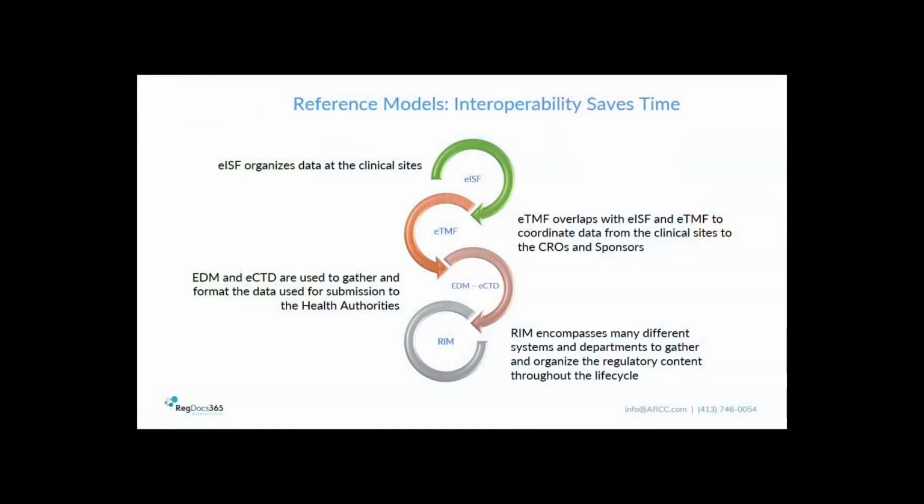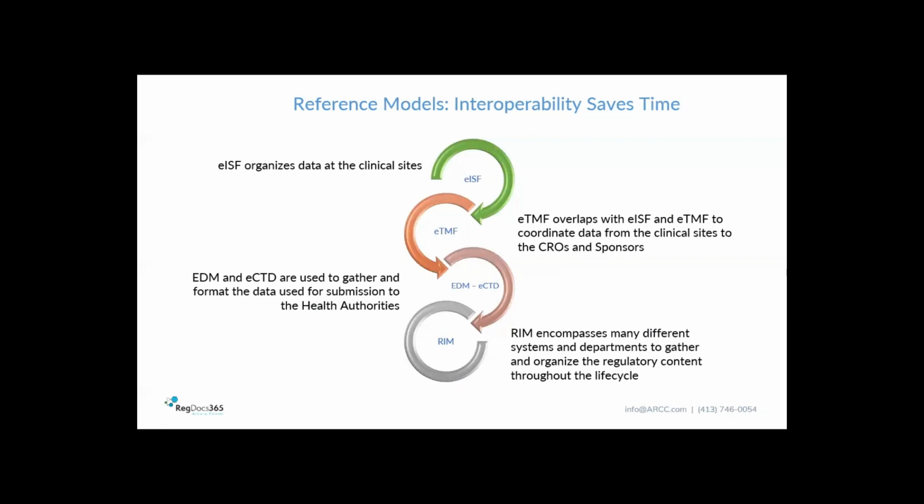Some of the different reference models that you'll see along the continuum, a lot of it starts out with the EISF. EISF is investigator site files used at the clinical sites. The TMF is the trial master file, and there's a subset of data that comes directly off of the EISF that gets put into the TMF. And then the same thing can be said: most of Module 5, I believe it's Module 5, for the EDM reference model comes from the TMF, and then the rest of it is from different areas.